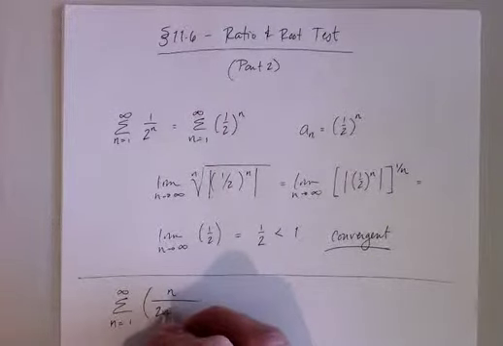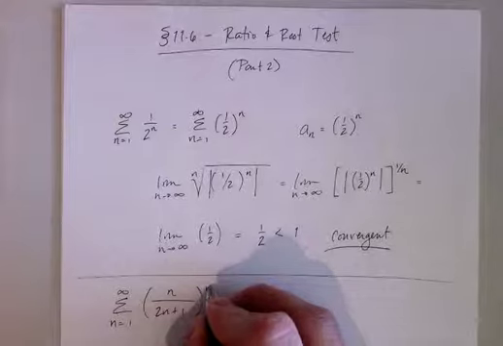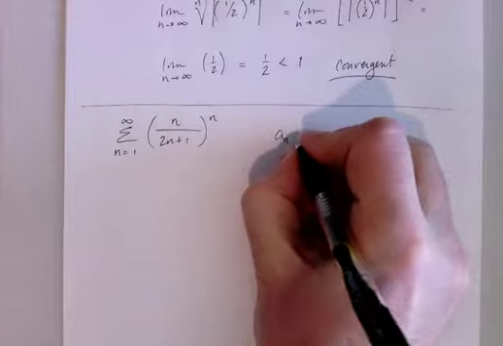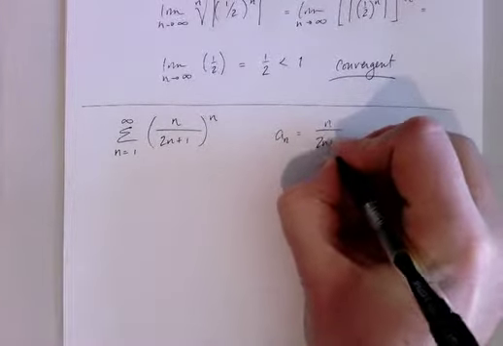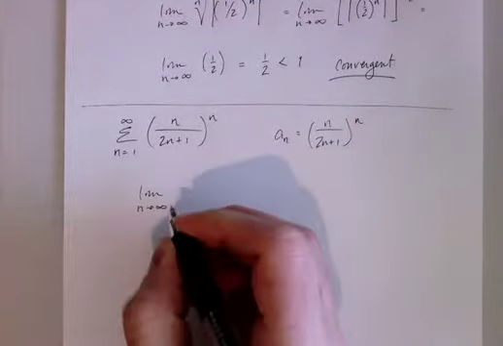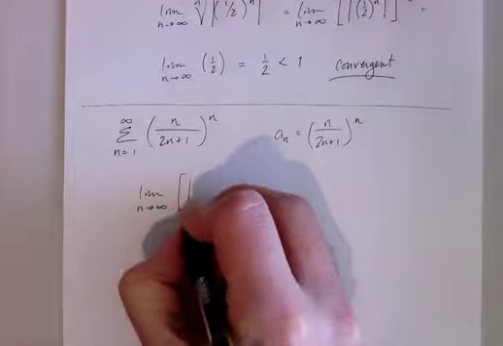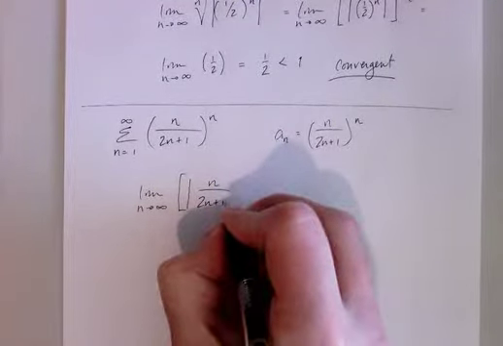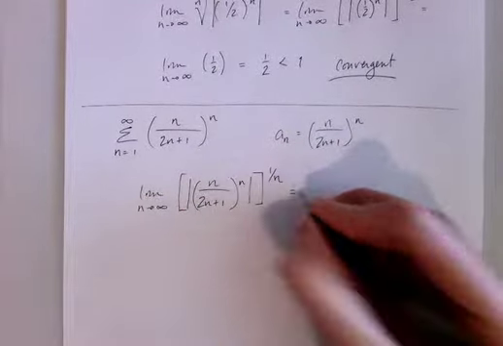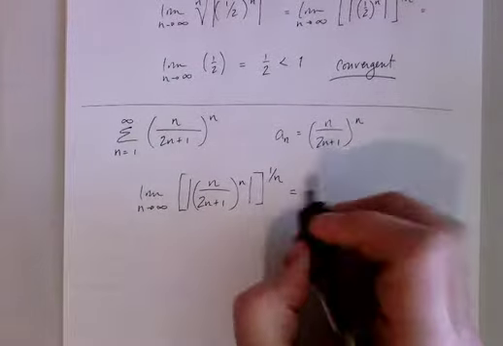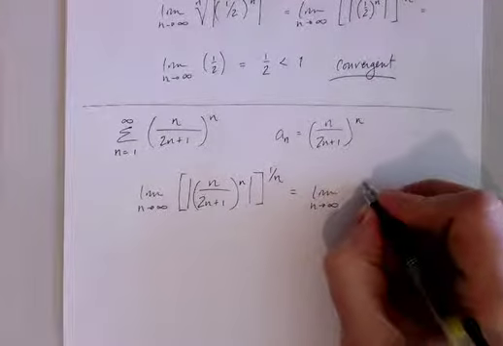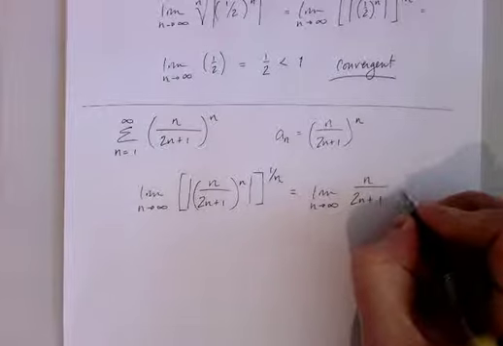n over 2n plus 1 to the n. Okay? So I recognize the fact that my a sub n is n over 2n plus 1 to the nth. And once I set up the root test, what I have here is that. Okay. Now when I multiply those exponents, I'm simply going to get the limit as n approaches infinity of n over 2n plus 1.